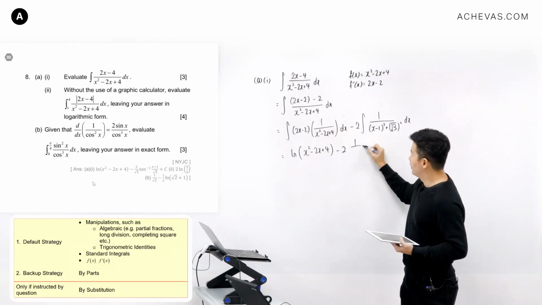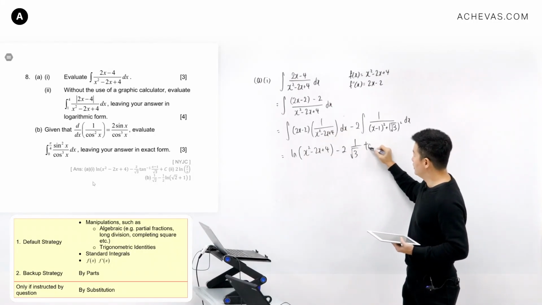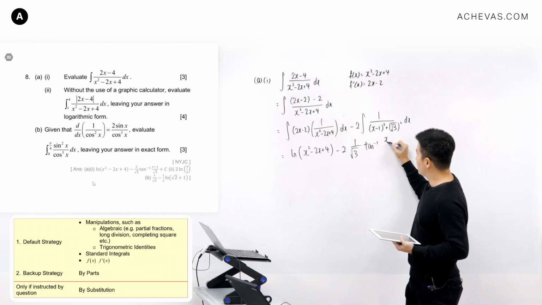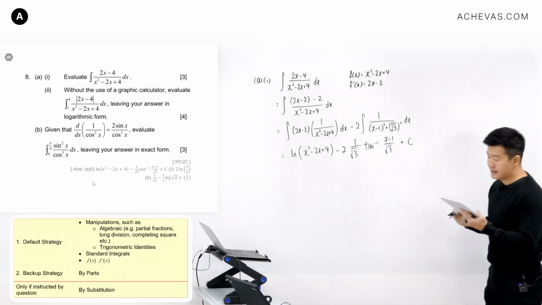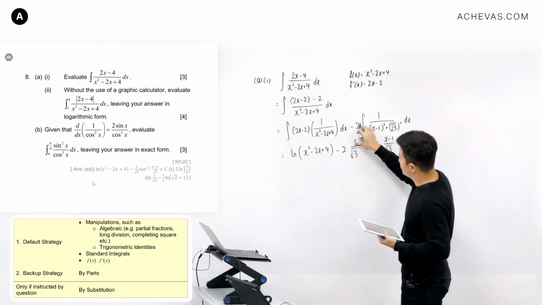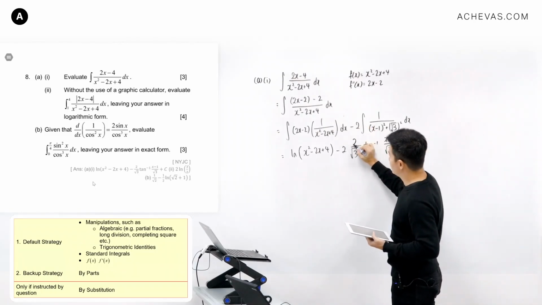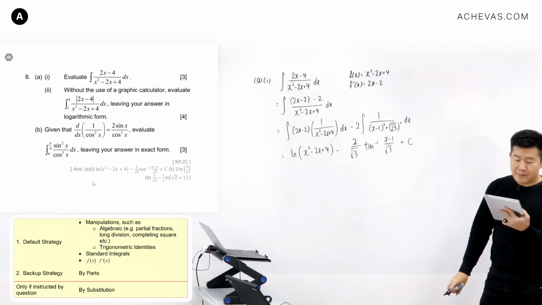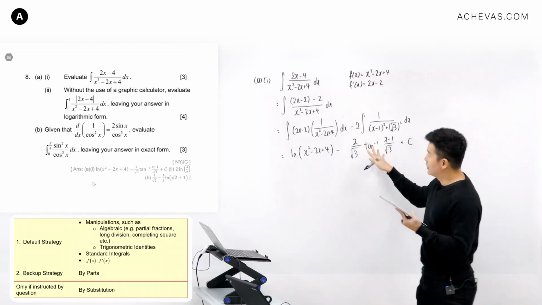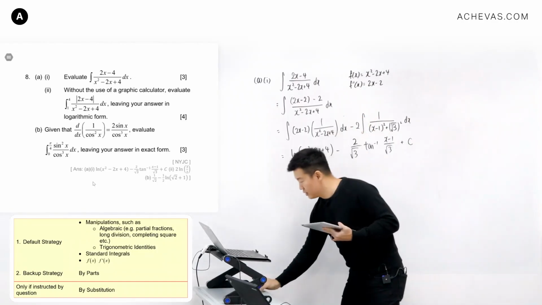Minus 2 of 1 over square root of 3, tangent inverse of x minus 1 over square root of 3 plus c. I probably should just write the 2 here, okay? So I have this as my answer. And in part 2, so we have the answer already. Let me just write it down here.